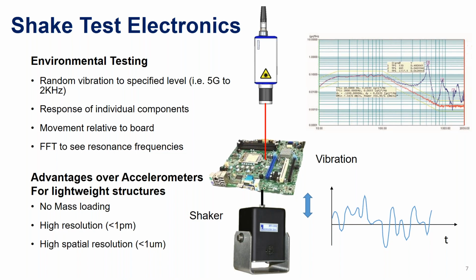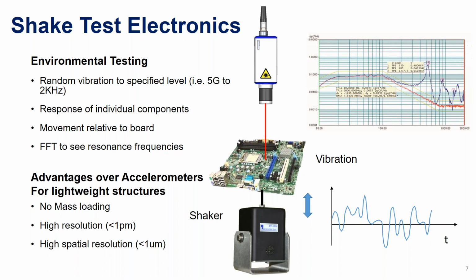shaker profile. Say if you want to run 5 Gs out to 2 kilohertz random vibration, you can run that on the shaker. You can measure how an individual component responds to that environment, and then look at the response and also the frequency analysis. So you can say, okay, how much did it respond at the resonant frequency? Did it exceed 5 G at any point? Maybe that's a specification for a circuit board, especially if it goes on an automobile. And then you can see the relative movement of that part relative to the circuit board. So that's a typical shake test that we could do on a printed circuit board.